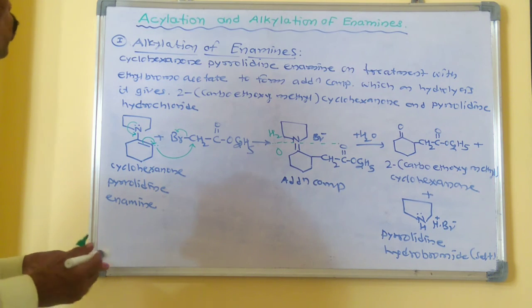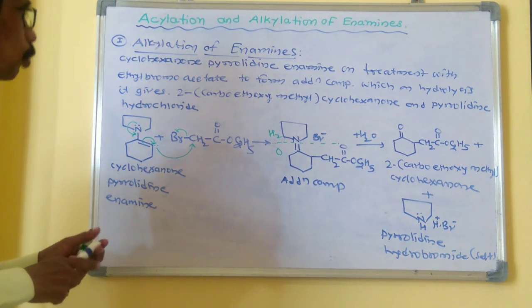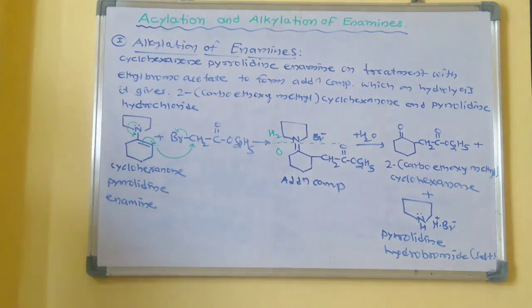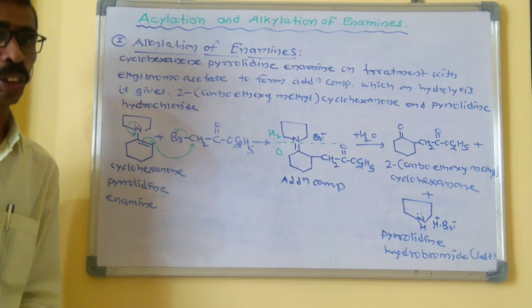Enamines undergo two reactions, one is acylation and second is alkylation of enamine. So today I have completed the topic organic synthesis by enolates and enamines. So there are two methods of preparation of enamines and two reactions, that is acylation and alkylation of enamines.